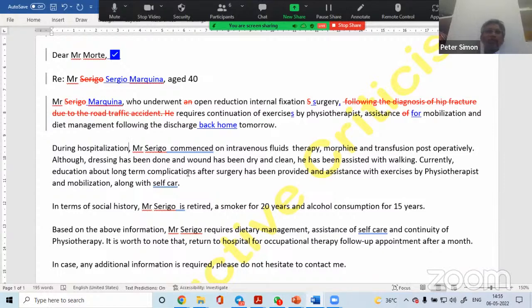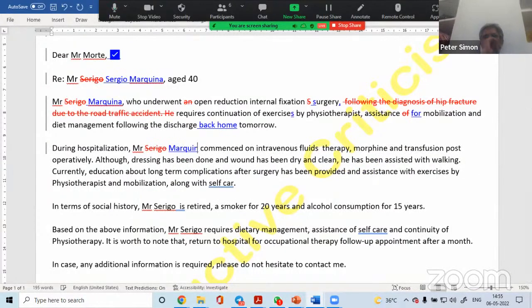Mr. Marquina was diagnosed with a hip fracture. That you can write following the traffic accident and all these things before hospitalization. Before hospitalization, during hospitalization, and post hospitalization, post discharge: you can write three paragraphs here. What exactly happened before coming here. So fine. During hospitalization, Mr. Marquina. It should be Mr. Marquina.